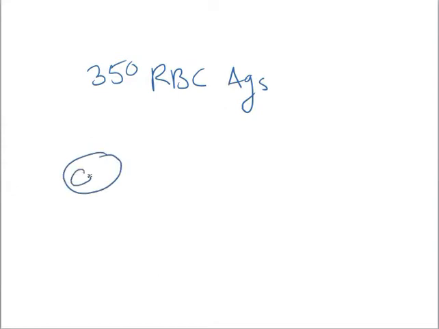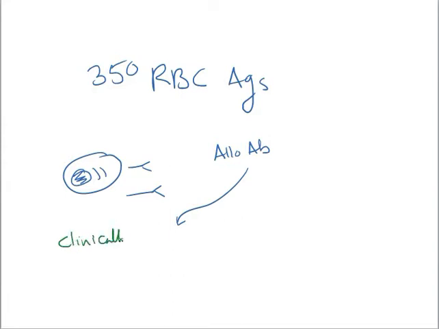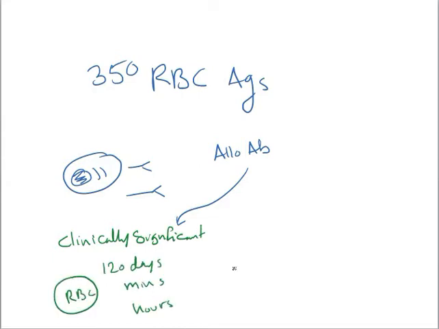So the plasma cell of the patient, as we explained in the previous video, may produce antibody against the foreign antigen, and we call this antibody allo antibodies. There are two types. An allo antibody may be considered a clinically significant antibody when it is able to reduce the lifespan of the RBC from 120 days down to several minutes or hours.